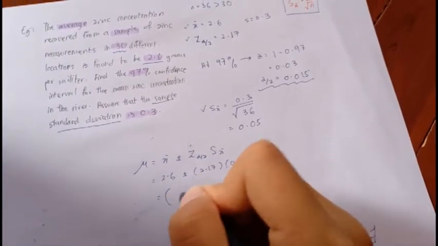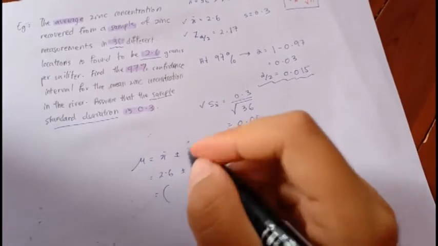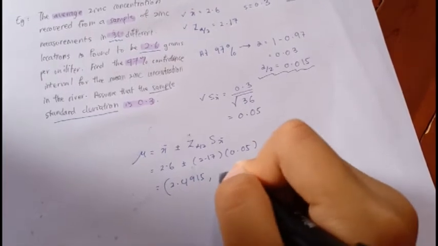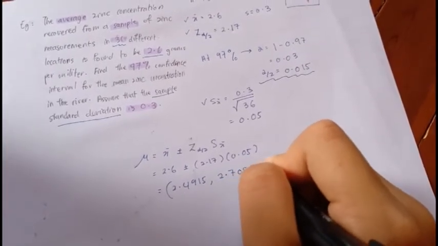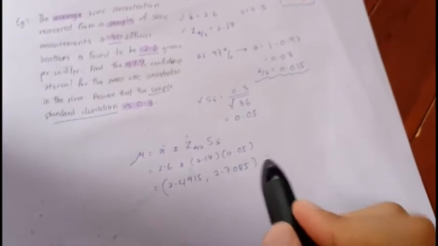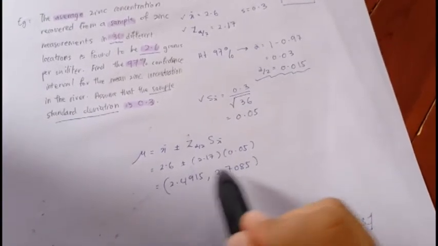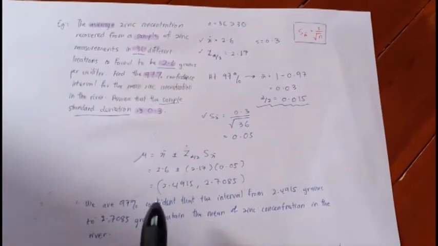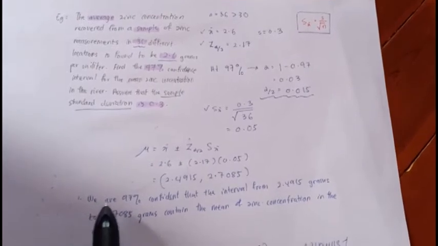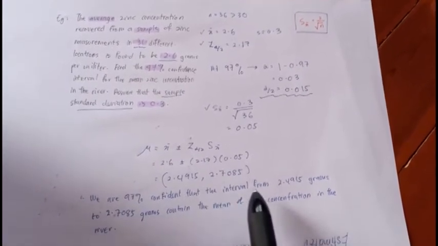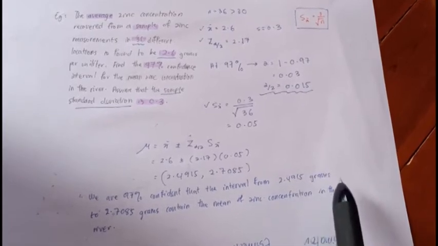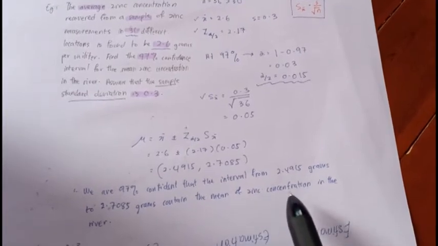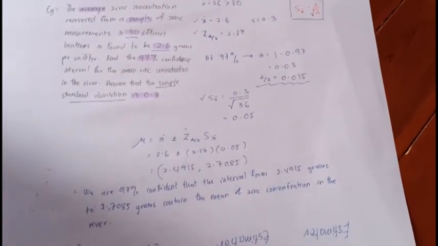So the answer will be, the point estimation would be in between 2.4915 to 2.7085. You can say that the real answer would be in between these two values. So now we can add the conclusion of the solution. We are 97% confident that the interval from 2.4915 grams to 2.7085 grams contain the mean of zinc concentration in the river.